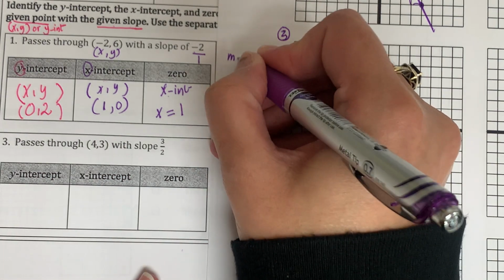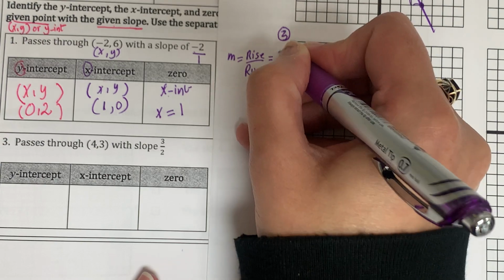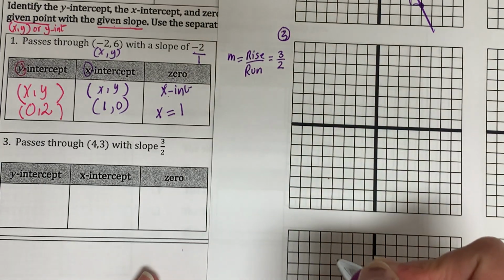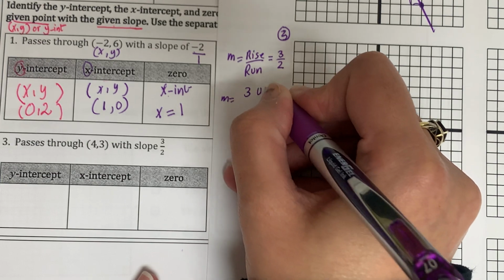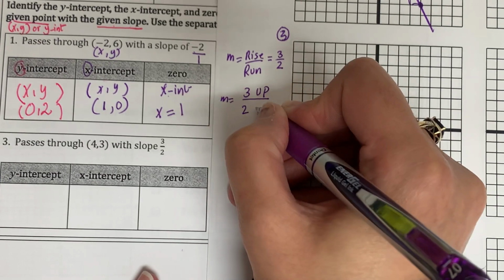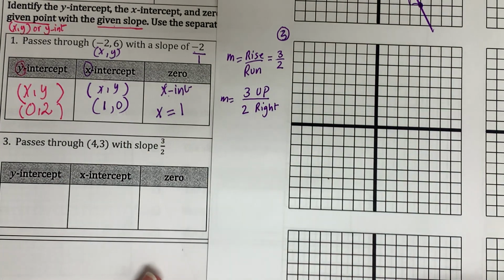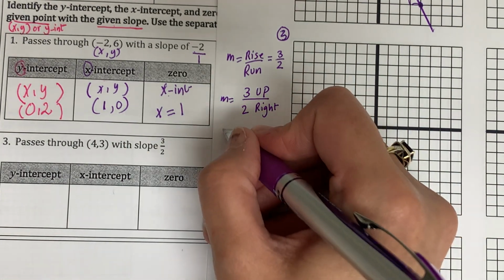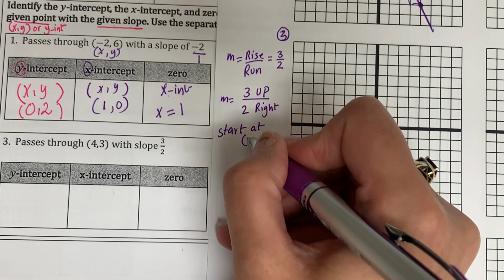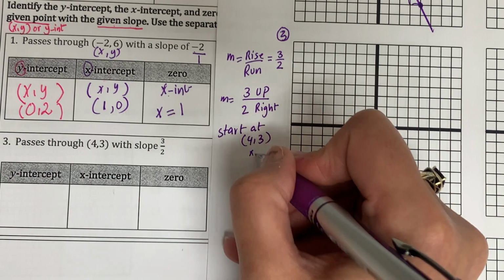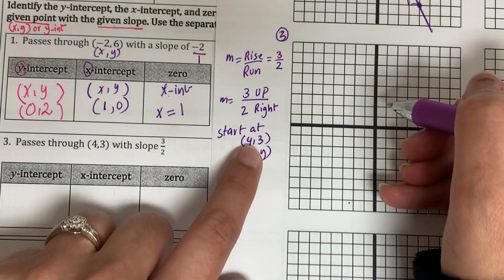So slope is rise over run, 3/2. 3/2 is 3 up and 2 to the right, because they both are positive. And my starting point is 4, 3. So let's start at 4, 3.